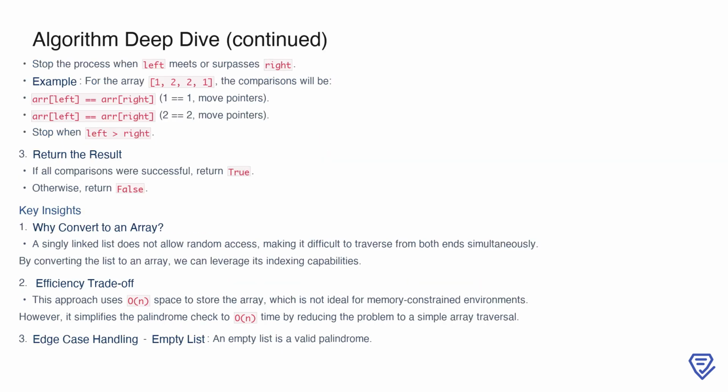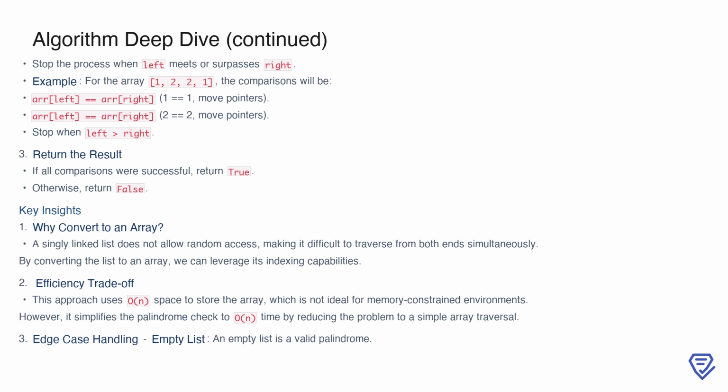The two-pointer comparison process stops when the left pointer meets or surpasses the right pointer, ensuring that all necessary elements have been checked. For the array 1, 2, 2, 1, the comparisons would look like this. First, compare the leftmost and rightmost values, 1 and 1. Since they match, move the pointers inward. Next, compare 2 and 2, which also match. At this point, the left pointer is greater than the right pointer, so the process stops. If all comparisons succeed, we return true, indicating the linked list is a palindrome.